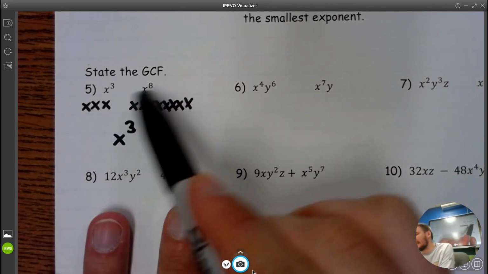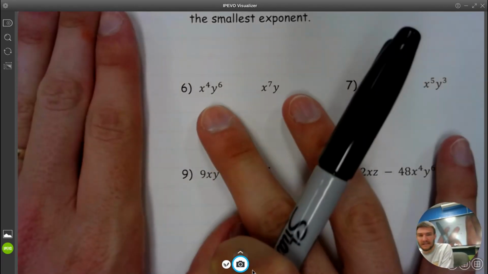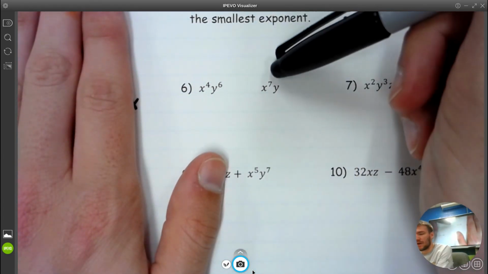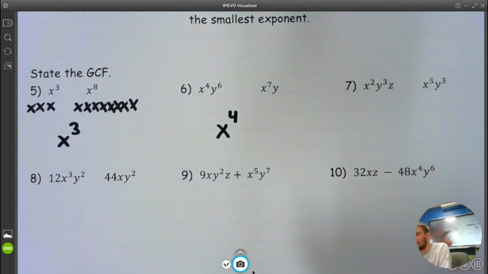So, because 3 is smaller than 8, the answer is 3. Over here for number 6, look for your x's. This person has 4, this person has 7. What is the smallest amount of x's? 4. So you just put x4.